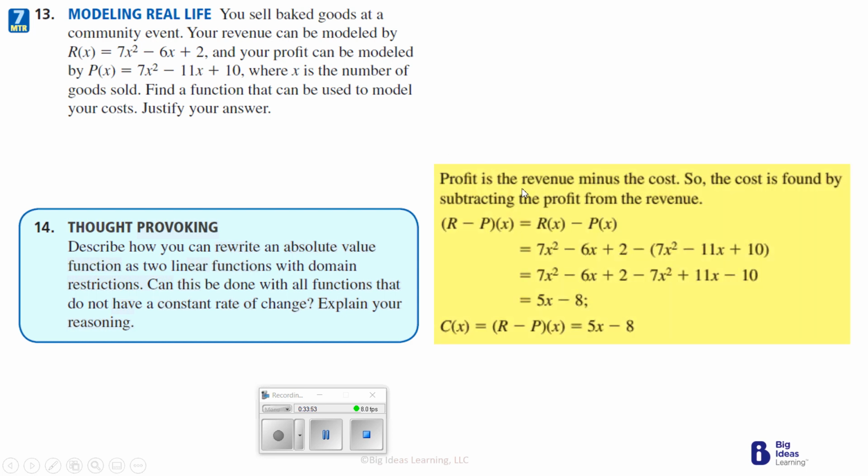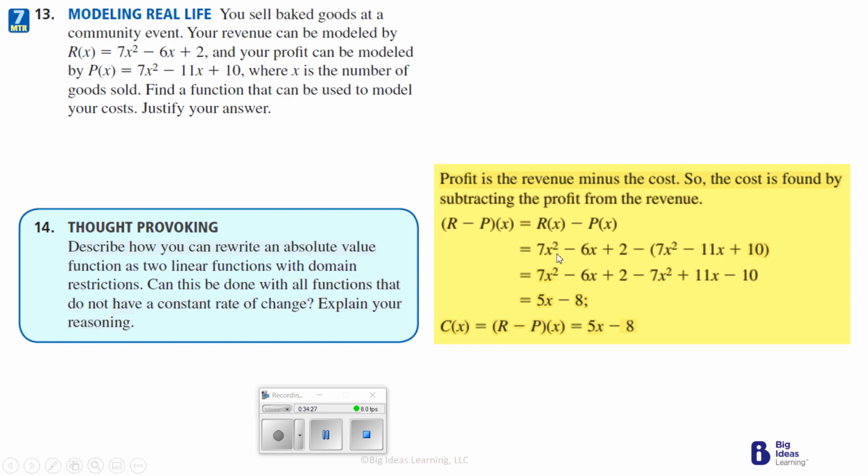So the profit is the revenue minus the cost. So the cost is found by subtracting the profit from the revenue. It says here that the revenue is this function and the profit is this function. The cost is found by subtracting the profit from the revenue. So we're taking the profit and subtracting it from the revenue.